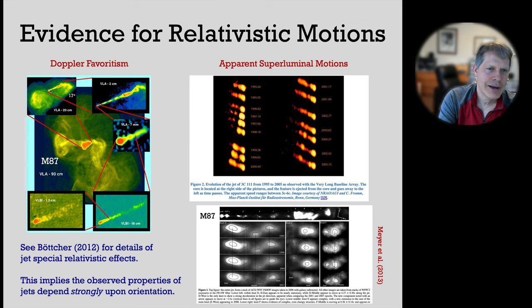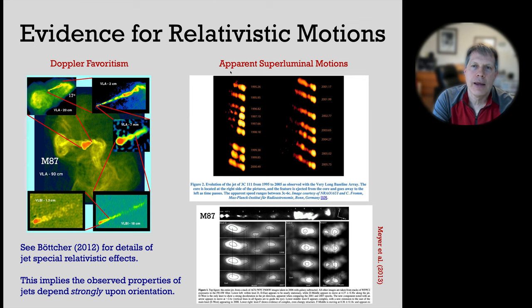But nevertheless, the motions are sufficiently fast that the beaming effect is substantial, and the jet is much brighter on the approaching side than on the receding side, again due to the special relativistic effect of beaming, and thus that whole phenomenon is referred to as Doppler favoritism of jets. And that alone tells you these jets are relativistic. There's much additional evidence as well.